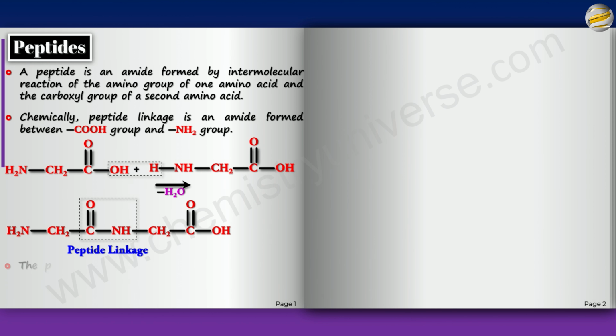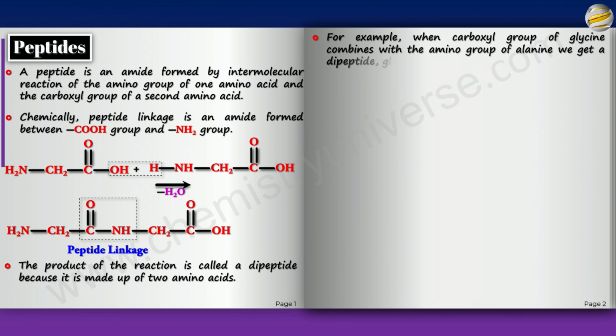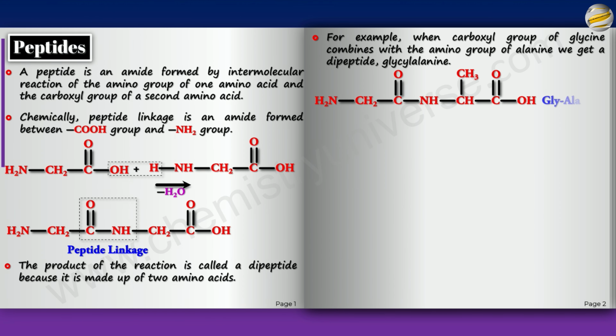The product of the reaction is called a dipeptide because it is made up of two amino acids. For example, when the carboxylic acid group of glycine combines with the amino group of alanine, we get a dipeptide called glycylalanine. So this is glycylalanine, and it is usually denoted by this. This is where the three letter codes come into existence to denote the dipeptides, tripeptides and so on.